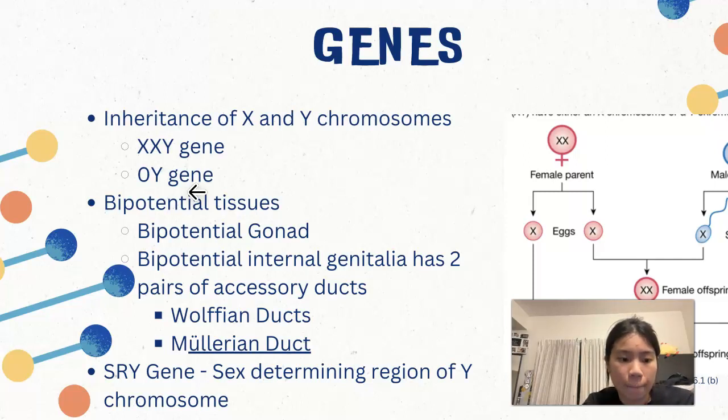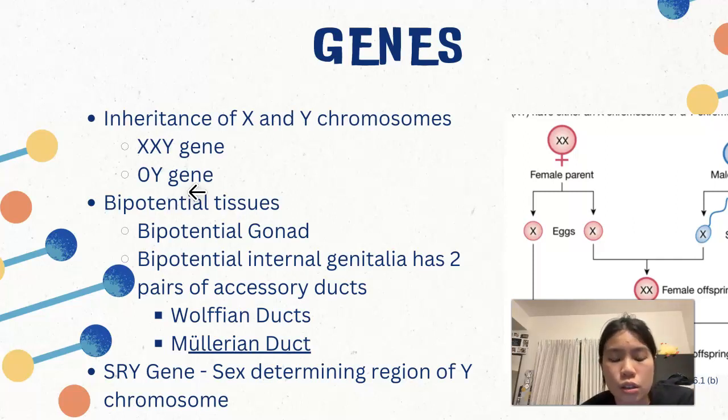And then we have a term known as bipotential tissues, and bipotential tissues are tissues before differentiation, when the embryonic tissue cannot be morphologically identified as male or female. The bipotential gonad will develop into testes or ovaries. The bipotential internal genitalia has 2 pairs of accessory ducts. There's the Wolffian duct, and then there's the Mullerian duct, which proceeds along the female line. The Wolffian duct proceeds along the male line.